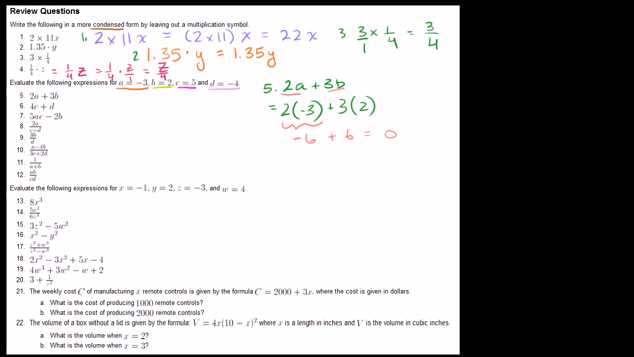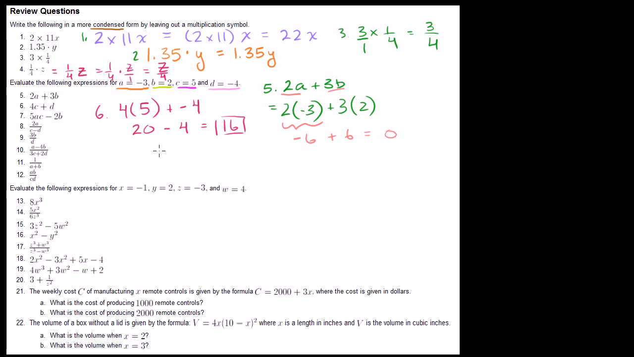Let's do problem 6. So you have 4 times c. Now what's c equal to? They tell us c is equal to 5. So 4 times 5, that's our c, plus d. d is -4. So we have 4 times 5 is 20, plus -4. So that is equal to 16.